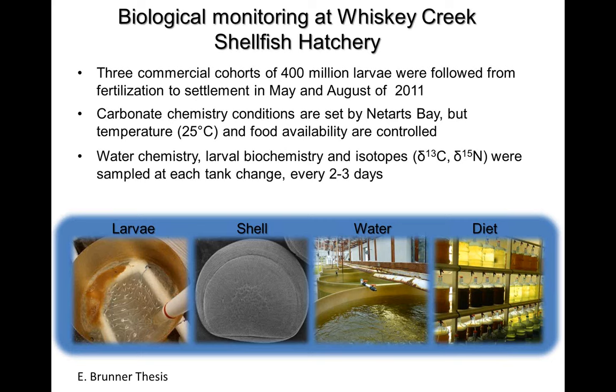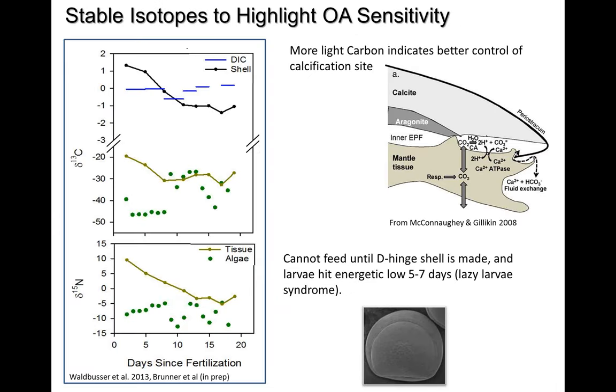Then we sampled a number of things, as I noted. We looked at larval biochemistry, so C to N ratios, some very crude measures of lipid content, and then stable isotopes. These are basically being measured every 2 to 3 days at each tank change when the larvae are sieved out of the tank and the water is refilled. So the highlights of this, and Elizabeth has a paper in prep that will hopefully be getting submitted soon, I'll walk you through here.